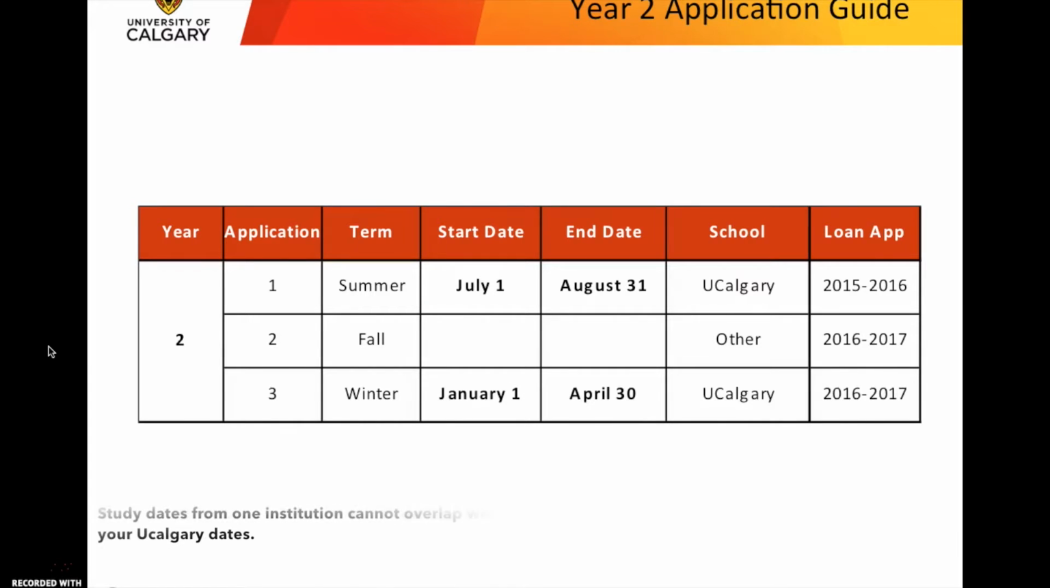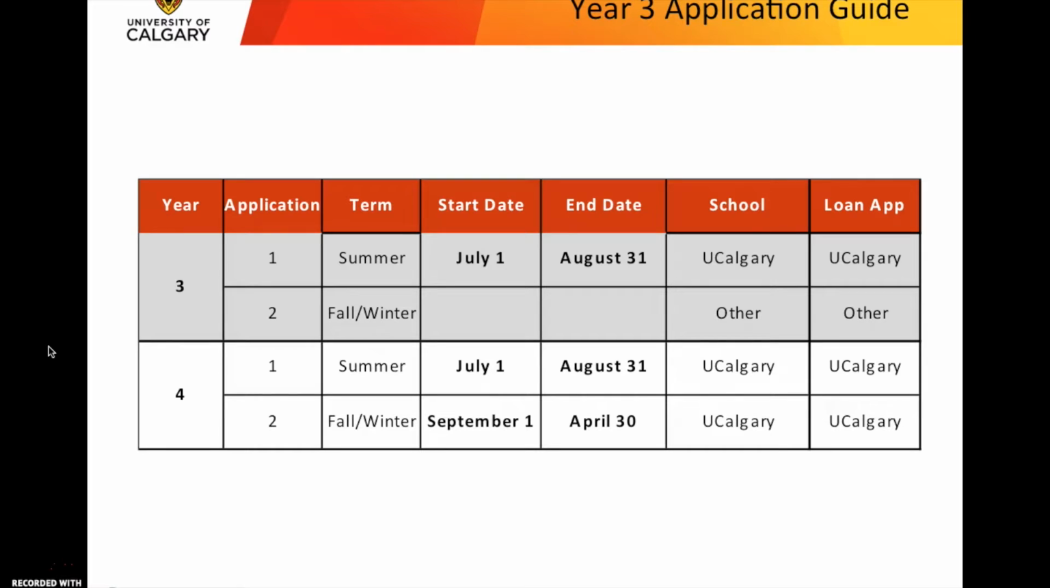Study dates will vary by institution but cannot overlap with the UCalgary dates. So for example, the fall term dates need to start on or after September 1st and end on or before December 31st to fit in with study dates at the U of C. You should submit your loan application for winter no later than November 30th.